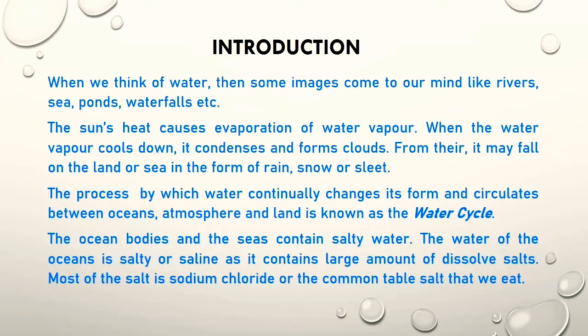Next, see, the process by which water continually changes its form and circulates between oceans, atmosphere and land is known as the water cycle. First the water evaporates, then it cools down, then it condenses and forms clouds. Then from the clouds it comes to our earth in the form of rain, snow, etc. This whole process is known as the water cycle.